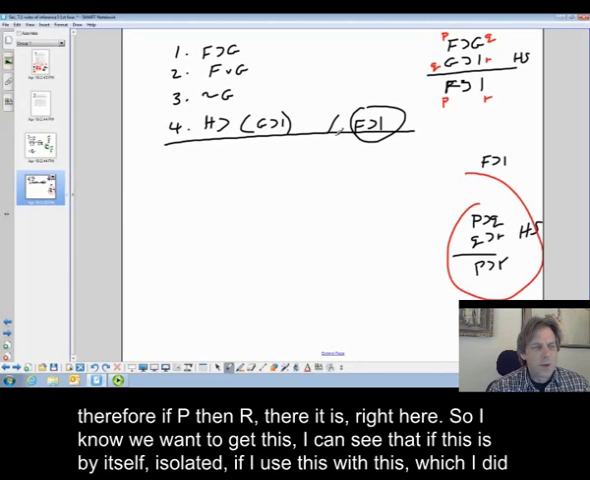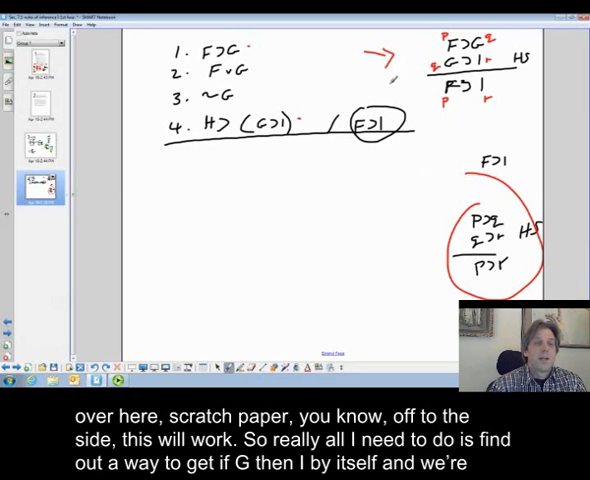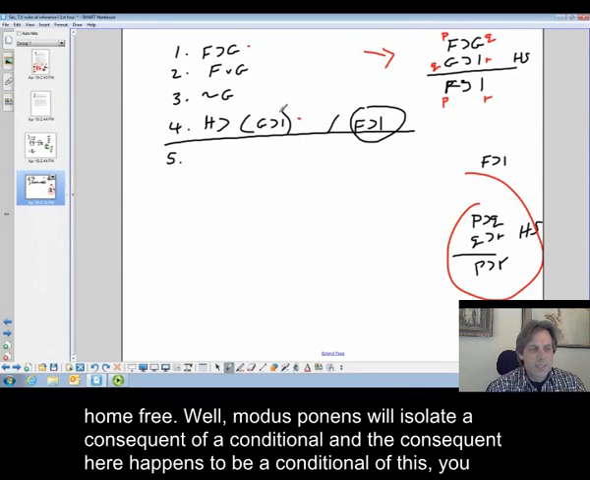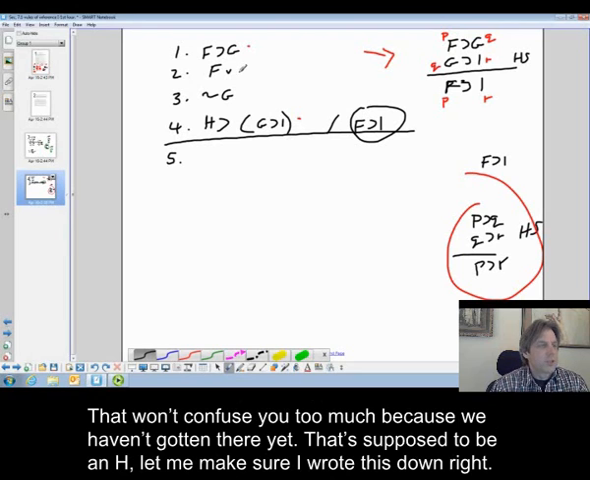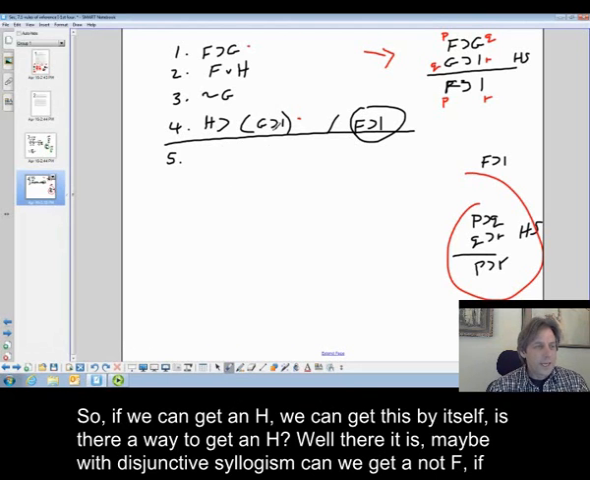So I know we want to get this. I can see that if this is by itself, isolated, if I use this with this, which I did over here on scratch paper off to the side, this will work. So really all I need to do is find a way to get if G then I by itself, and we're home free. Well, modus ponens will isolate a consequent of a conditional, and the consequent here happens to be a conditional. So how can I get H? And actually, I've got to correct something here, everybody. This is supposed to be an H. That won't confuse you too much because we hadn't gotten there yet. Let me make sure I wrote this down right. Okay. So if we can get an H, we can get this by itself.